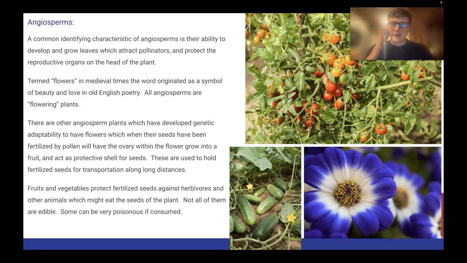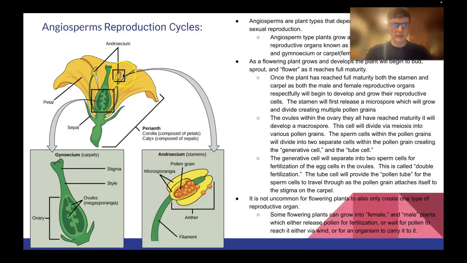But what is interesting about this is the way that these plants can develop into fruits and vegetables. Now, a lot of times whenever a plant is fertilized in this way, there is the stamen.